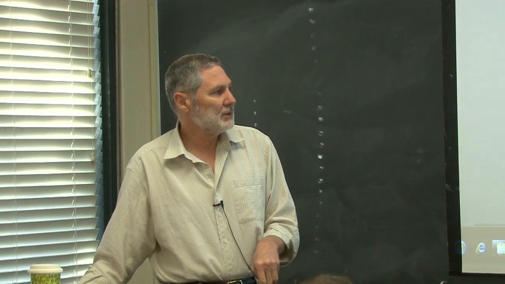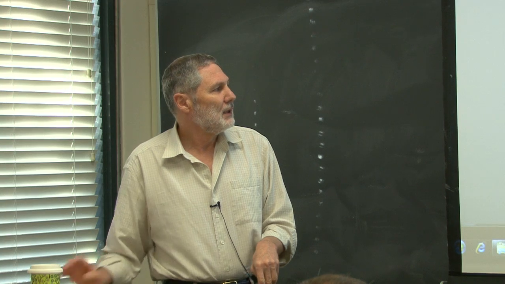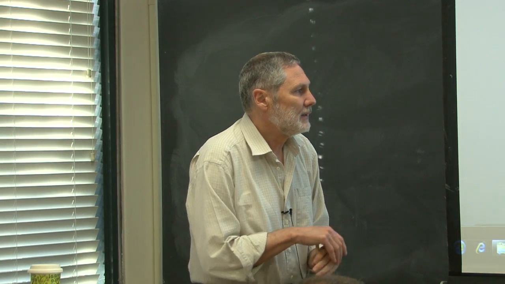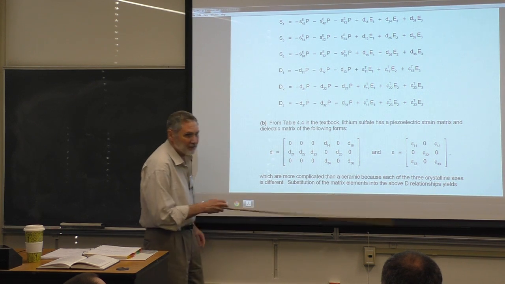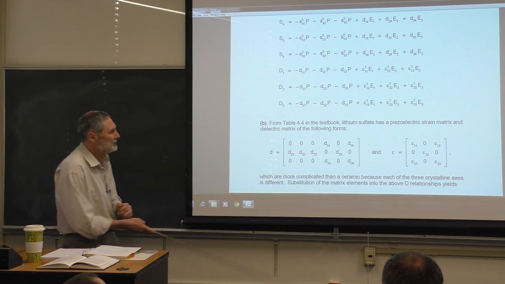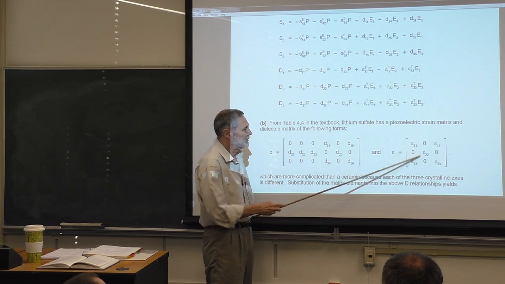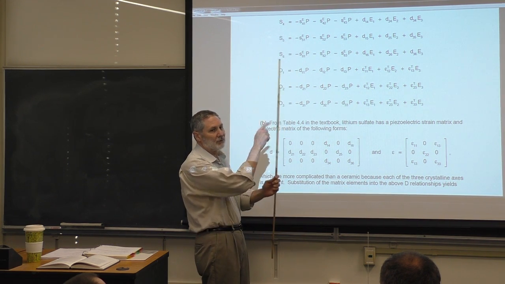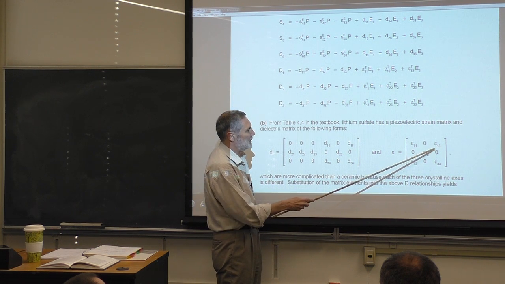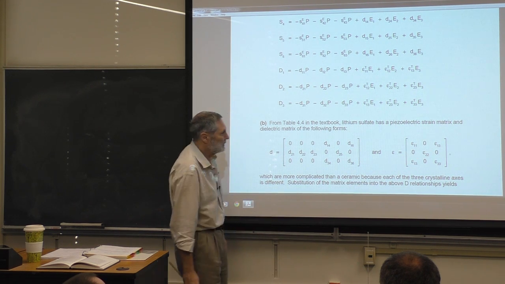So here, if you look in the textbook, here's the dielectric strain matrix and the permittivity matrix for lithium sulfate. And you can see it doesn't have this axis of symmetry; it's got these off-diagonal elements here. For an axis of rotational symmetry, you cannot have off-diagonal elements here for the permittivity, as we discussed.